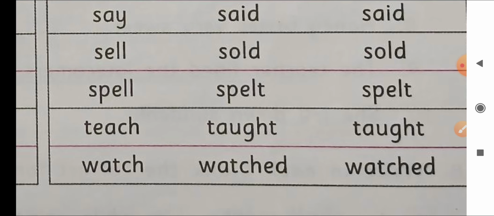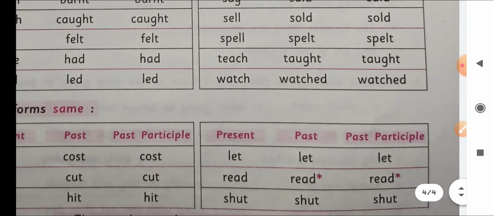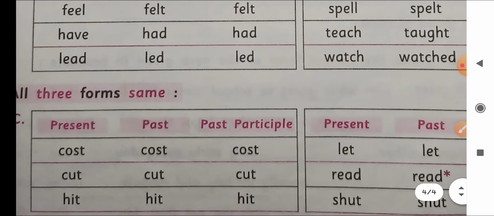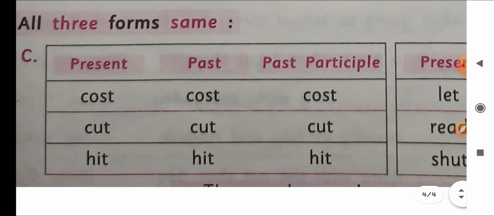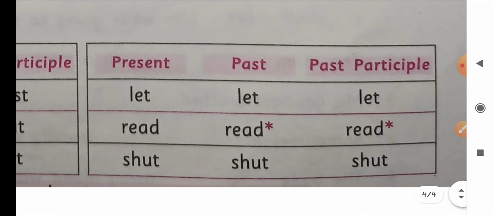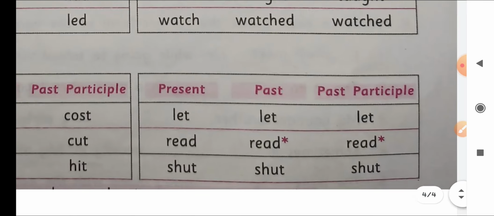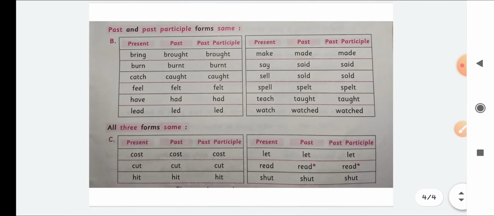Watch, watched, watched. Okay, now sometimes all the three forms are the same, like cost, cost, cost. Cut, cut, cut. Hit, hit, hit. Let, let, let. Read, read, read. Shut, shut, shut. Okay, so these are the three forms of the verbs for the three tenses.